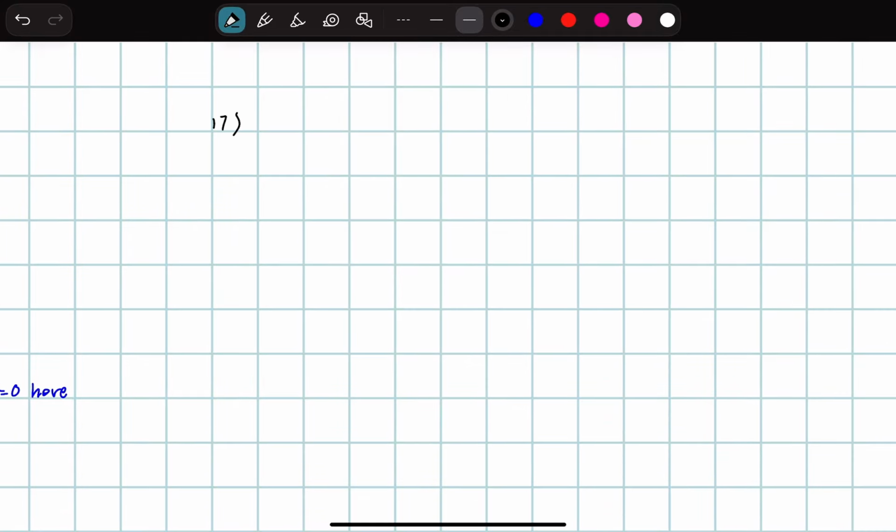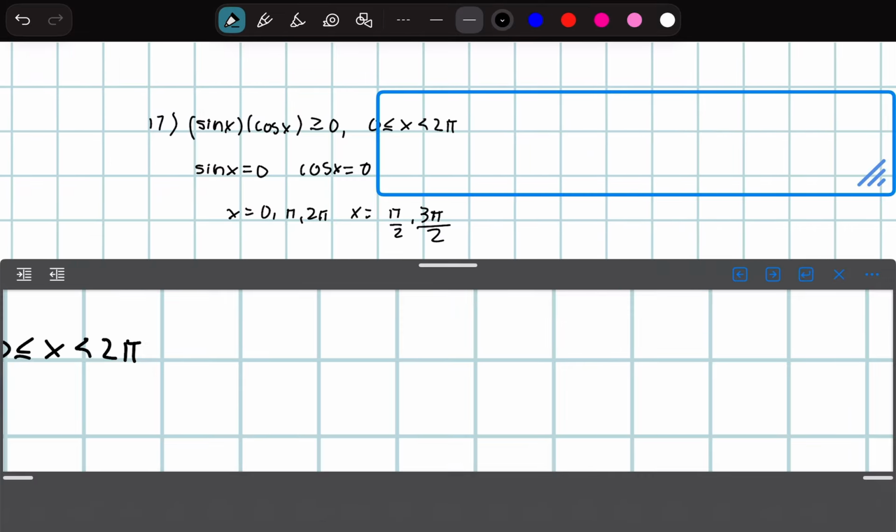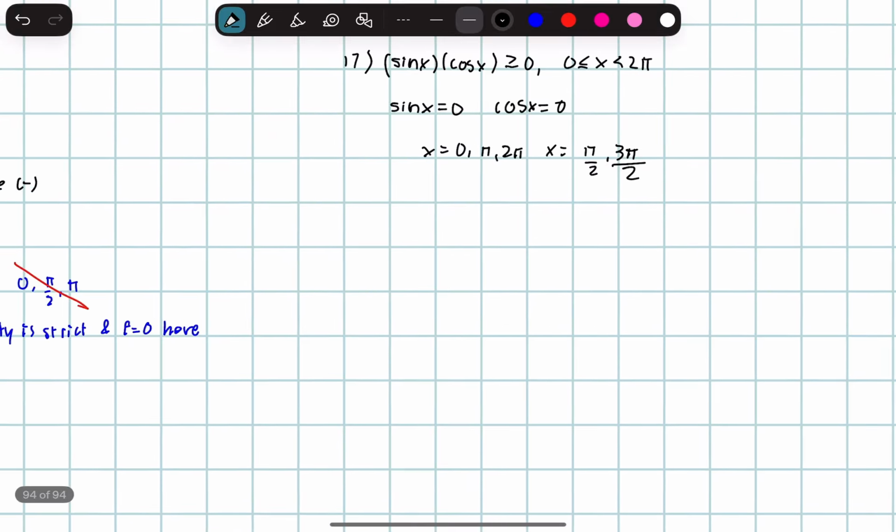So let's say that we have sine of x times cosine of x is greater than or equal to 0, and x is between 0 and 2 pi. So now, when does this happen? You can just set each of these equal to 0. So we get x is equal to 0, pi, and 2 pi, and then we get x is equal to pi over 2 and 3 pi over 2. So those are going to be our boundary points.